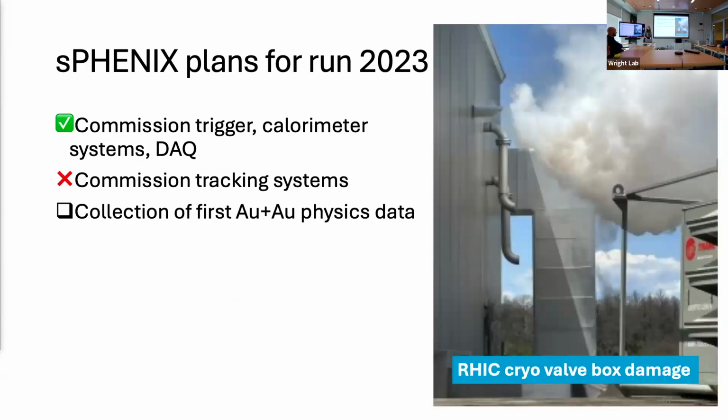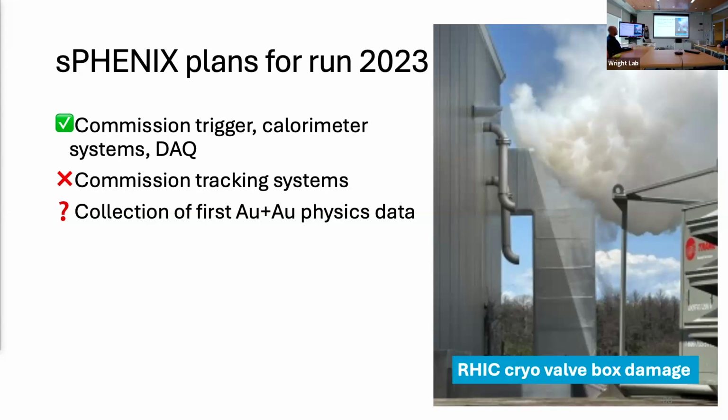The tracking system commissioning was a different story. So we were well on our way to getting things running. And then RHIC had an incident where a cryo valve box essentially blew up. And so that kind of stopped the run quite early. It was 8 weeks early. And we were not able to finish commissioning the tracking systems. And so with that, the idea of collecting physics data for gold-gold was pretty much out of the question.